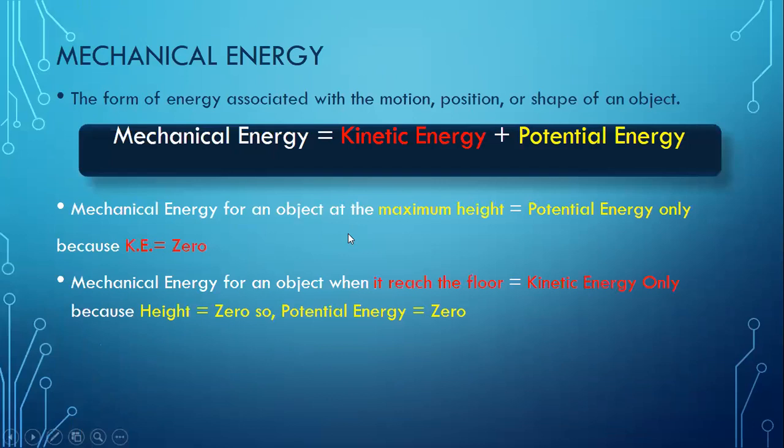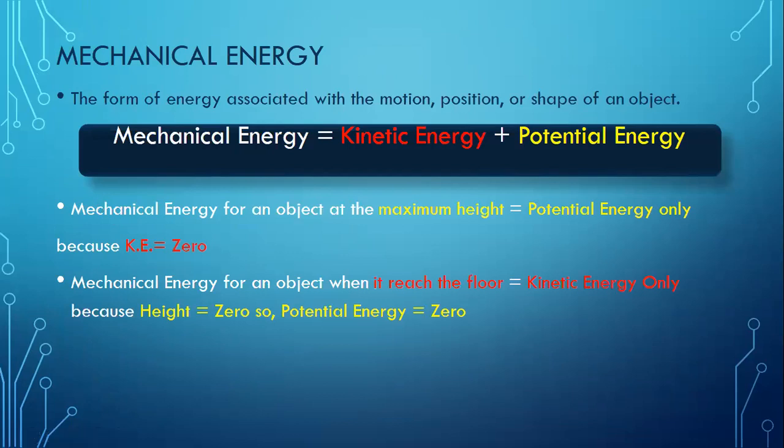First of all, mechanical energy. Mechanical energy is associated with motion, position, or shape. So if it's motion, it will be kinetic. If it's position or shape, it will be potential. So mechanical energy equals kinetic energy plus potential energy. Let's go for mechanical energy.